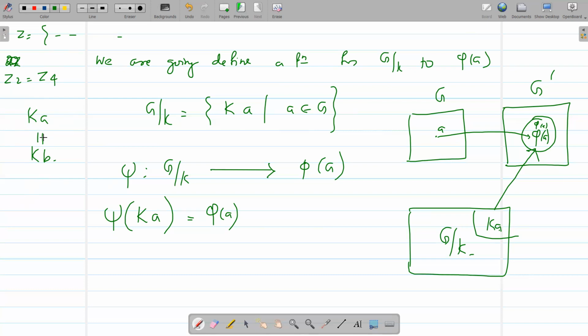But the image of Ka is phi of a, and the image of Kb is phi of b. This is the same element, but a different image, so the function is not well defined. Ka and Kb are the same, that is, the right coset is the same.